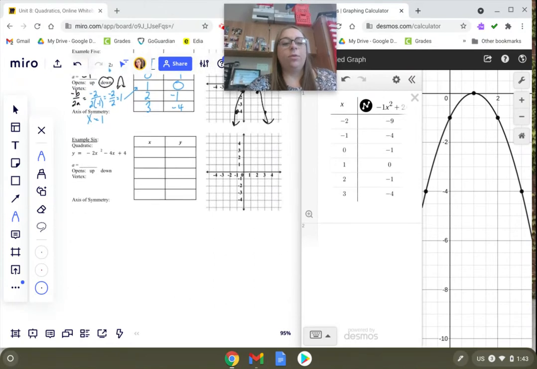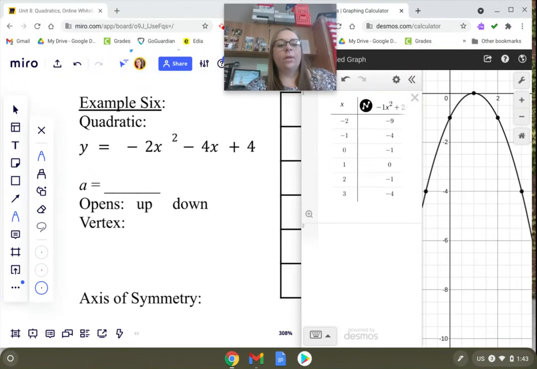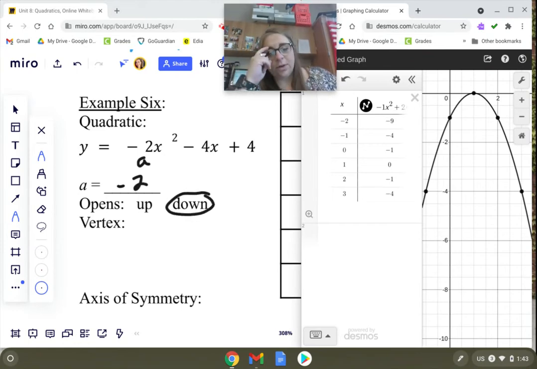All right, so let's do this one more time for our last one. First things first, we have to figure out what a is. And a in this problem is negative 2. Because it's negative, it's going down. So that means it's going to be an upside down U just like the last one.